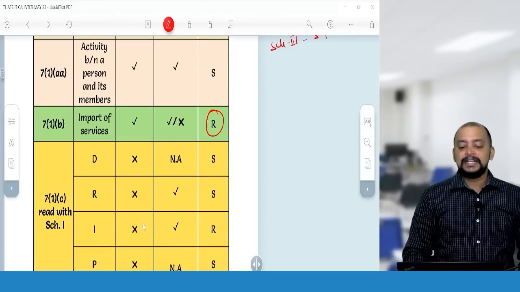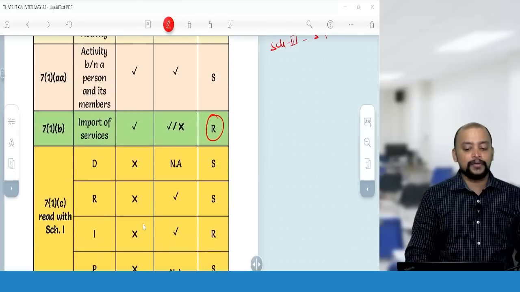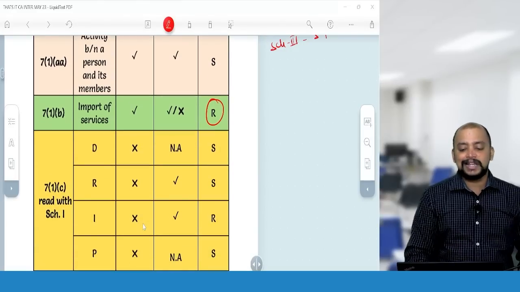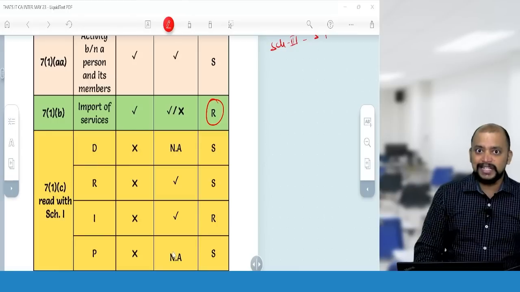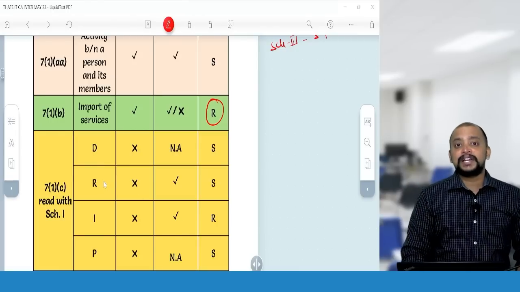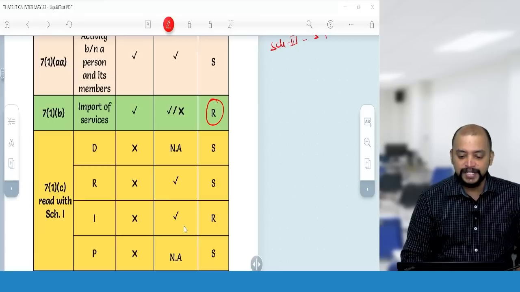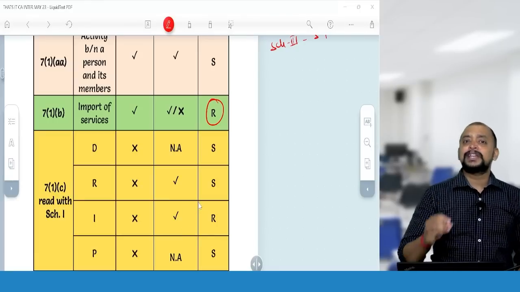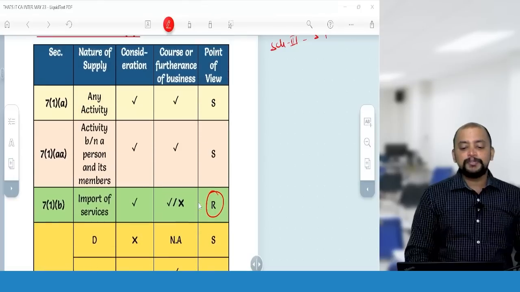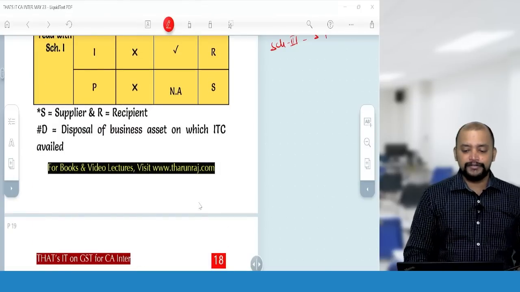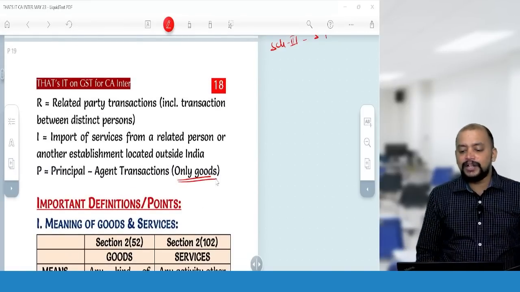Then 7(1)(c), read with Schedule 1. In all these cases, consideration is not required. And in the first and last case, it may or may not be in the course or furtherance of business. Okay, that is not specifically given. But in case of related party transaction and import of service from a related person, it should be in the course or furtherance of business. Then from whose point of view? Everything except import of services will be from the supplier point of view. But remember, principal agent transaction is only in the context of goods. That is what I have given, principal agent transaction only in the context of goods.